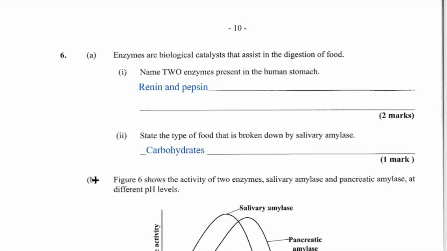Renin, pepsin, done. Type of food broken down by salivary amylase: carbohydrates. If it had said which nutrient, or which chemical, or which substrate, then the word starch would come in here. However, it says type of food. So you're looking at your types of foods. So you have carbohydrates, because starch is a carbohydrate.